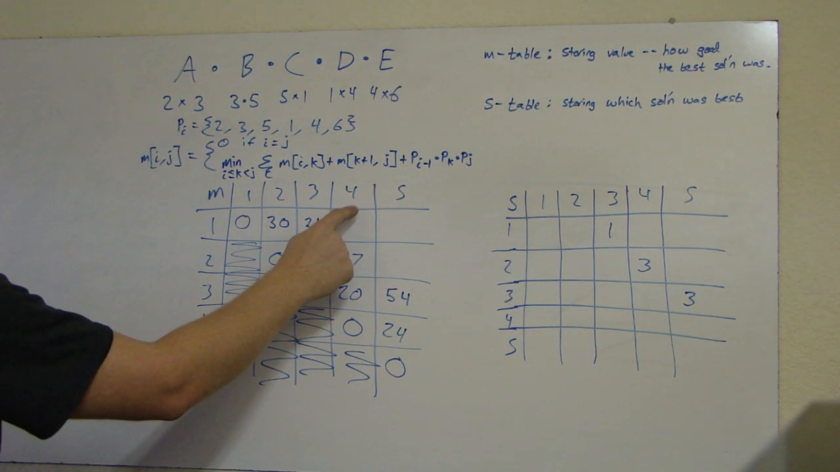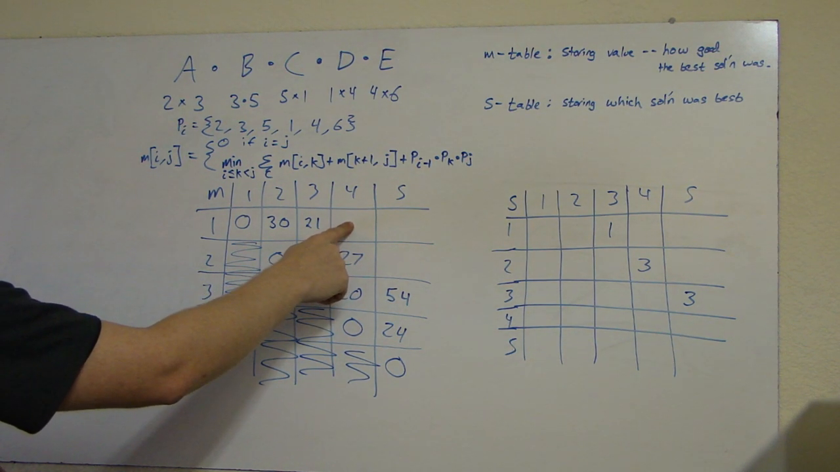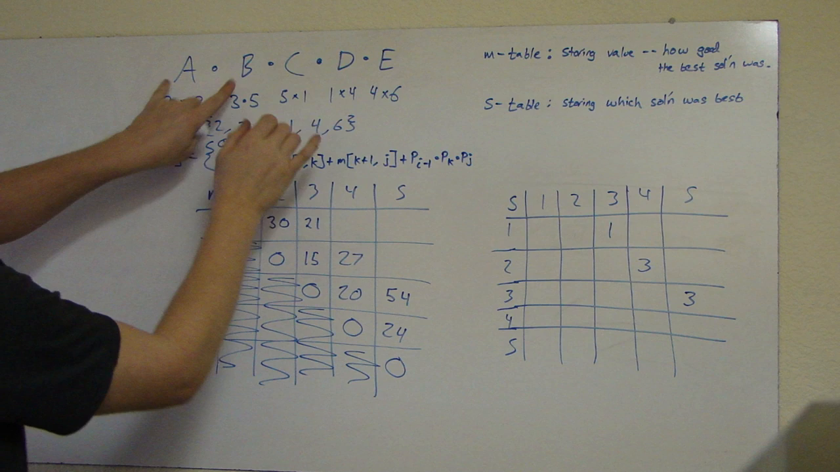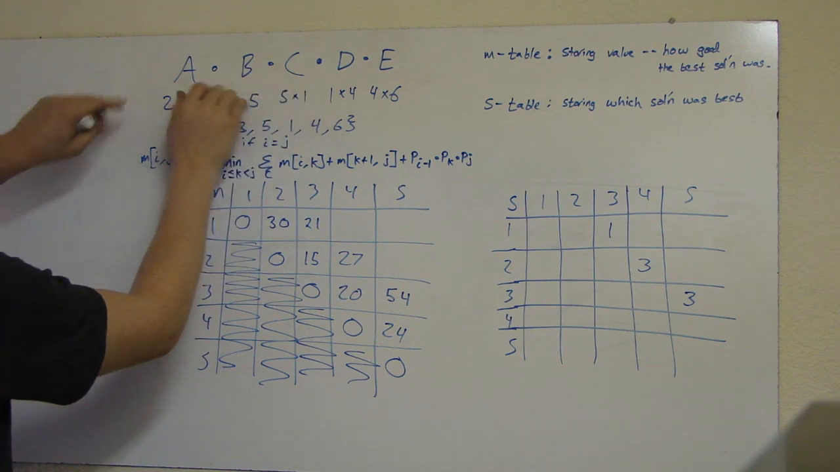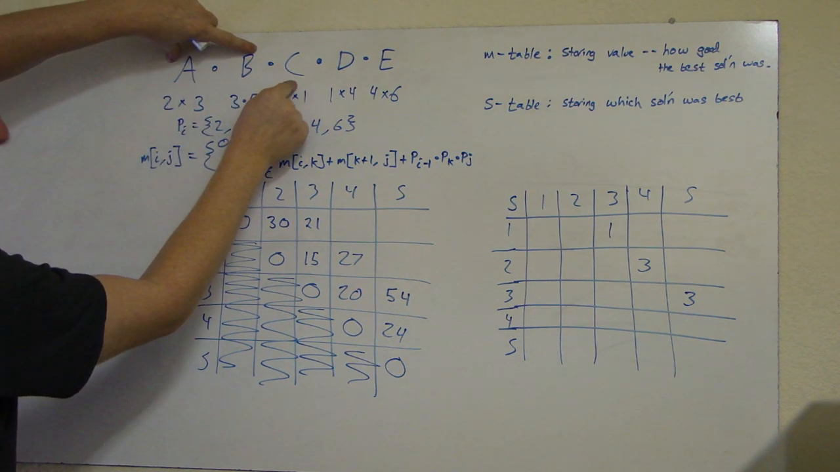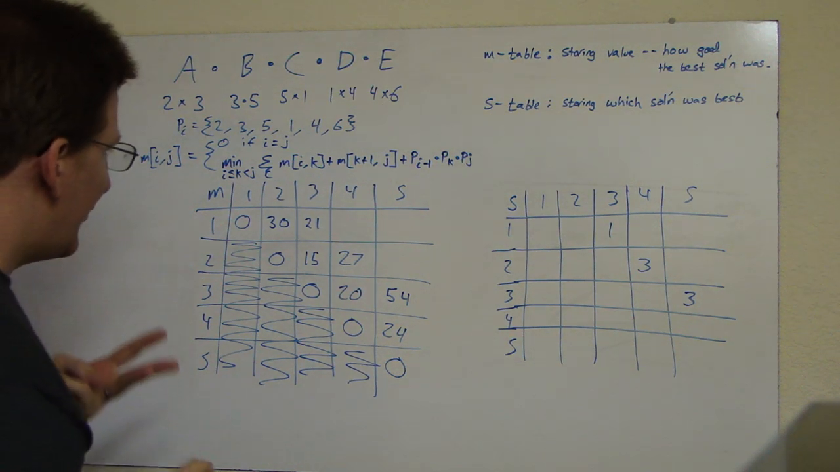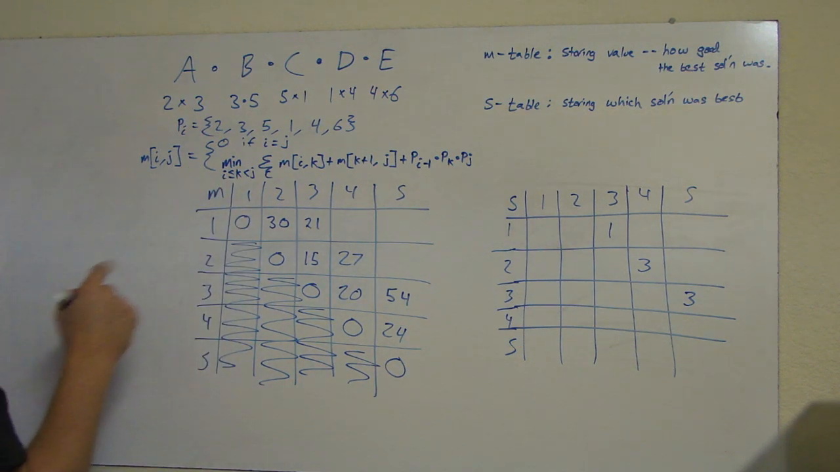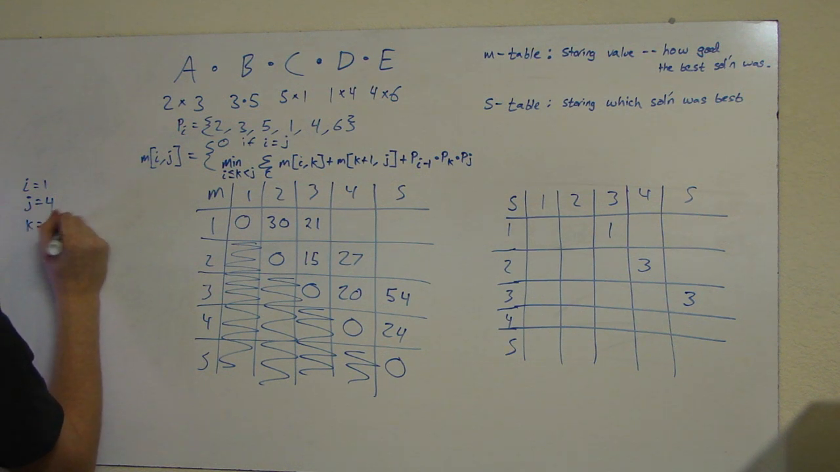For this case, this is equivalent to calculating ABCD. Doing ABCD, you can do it in several ways. You could do it A times BCD, or you could do it AB and then CD and then multiply those together. Or you could do A times B and then multiply that by C and then multiply it by D. There's several ways. So we should expect three values of K to be possible, and there will be. We're going to choose I equals 1, J equals 4, and so K can be equal to 1, 2, or 3.